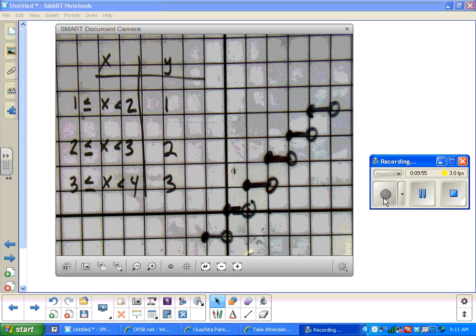Always go backwards too. Usually when I give this to you on the test, I give you a smaller graph to graph on, so you don't have to do so much. Okay.